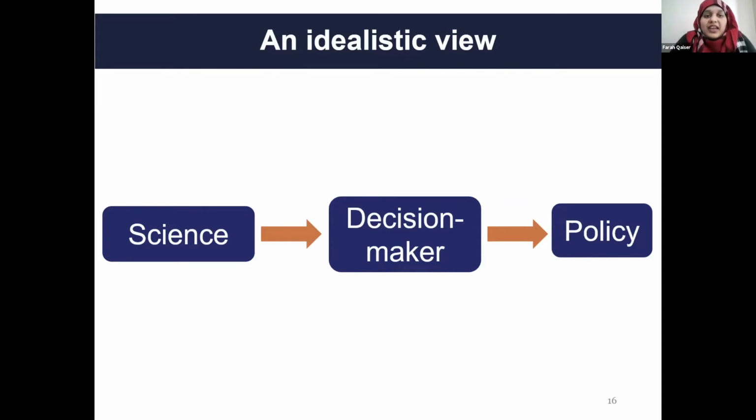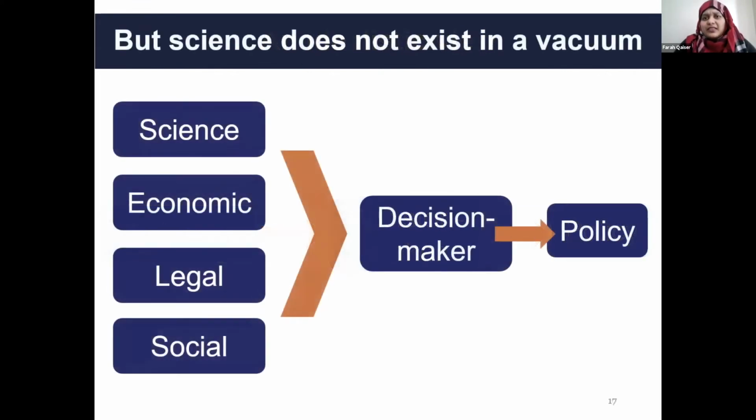Another thing to keep in mind is that science is not the only input in decision making. So science doesn't exist in a vacuum. There are so many other factors to consider when it comes to decision making, including economic aspects, legal aspects, health aspects, social aspects, and so much more. And these are all factors that decision makers have to consider when they're making that decision. And it's not just one decision each time. That decision might change over time as new evidence comes in, as circumstances change.